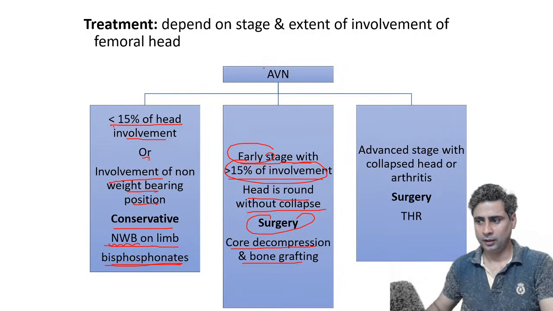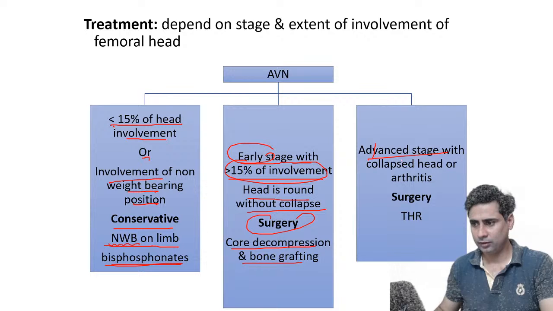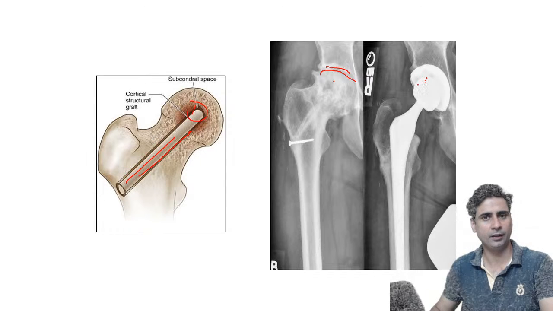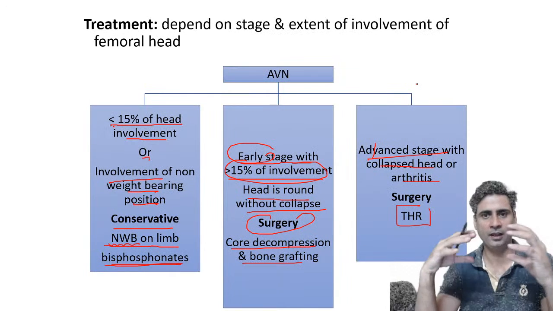If there is advanced stage, that means there is collapse of head or there is arthritis. In that case, total hip replacement is only done. Here you can see complete arthritis, total hip replacement is done. Okay, so what is the treatment?